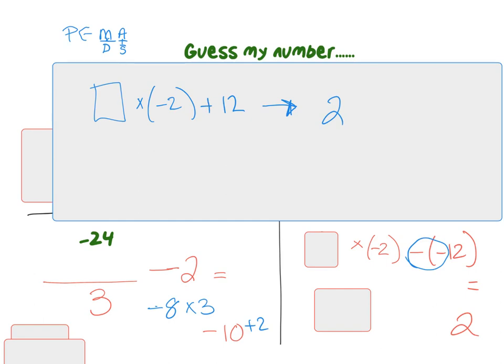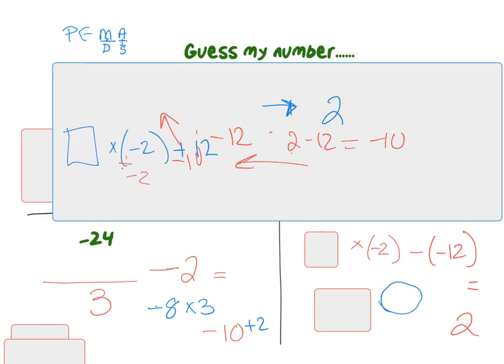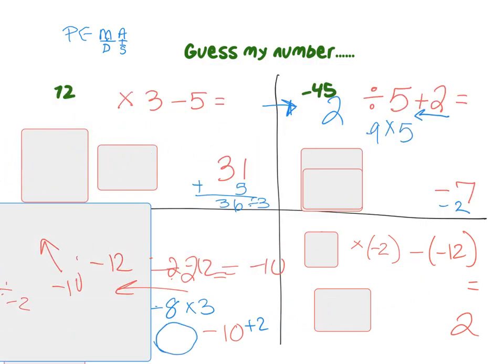So what is the first thing that I'm going to undo? The first thing I undo is that plus 12. I'm going to work backwards. I'm going to take 2 and I'm going to minus 12. 2 minus 12 is negative 10. And then negative 10, instead of multiplying by negative 2, what am I going to do? Divide by negative 2. And what is negative 10 divided by negative 2? Positive 5. That's exactly right.